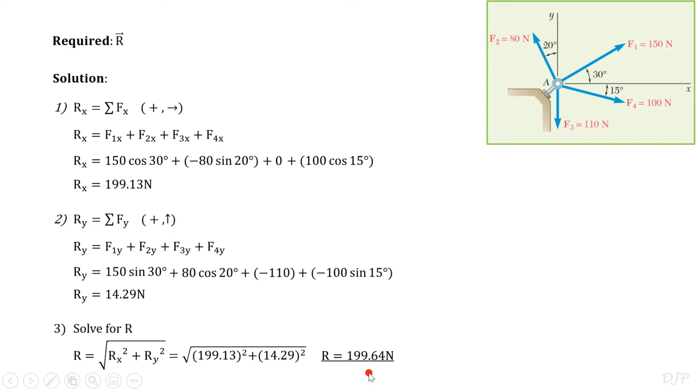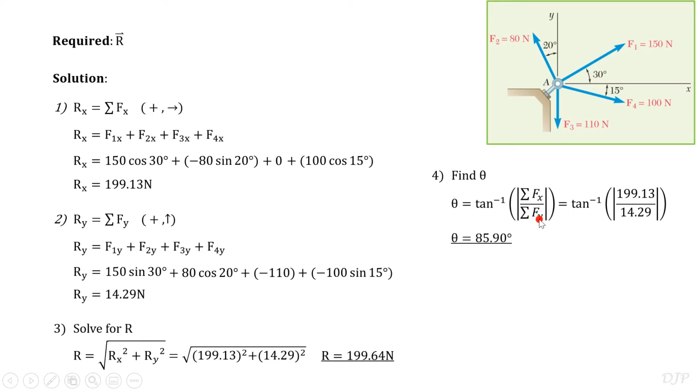Then to define the inclination of the resultant, let's solve for the acute angle theta by applying this formula. By substituting the total values of x and y components in the formula, we get that the angle theta is equal to 85.90 degrees. Always take note of the absolute symbol in this formula and that theta is an acute angle with respect to the horizontal.